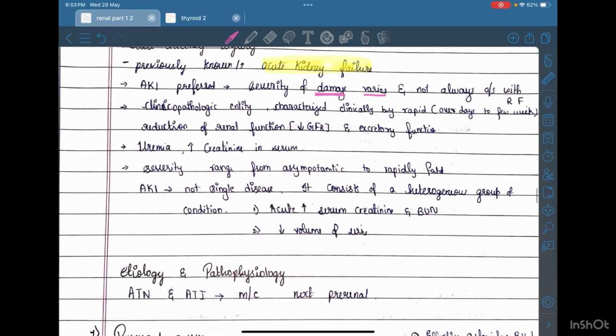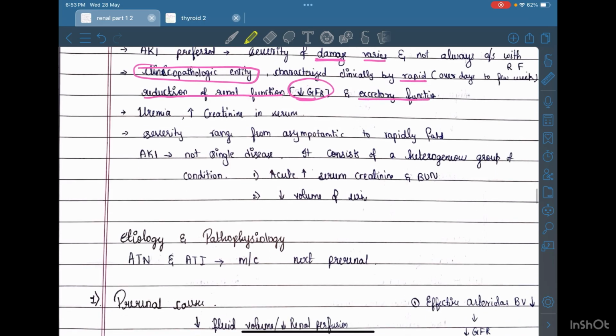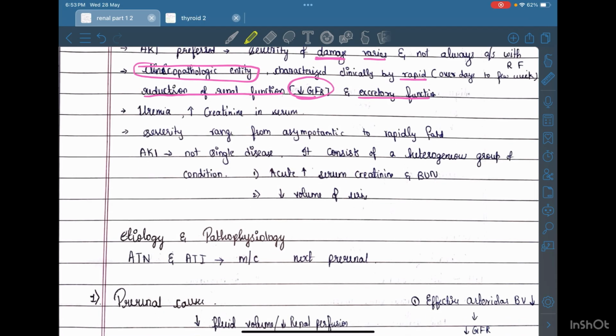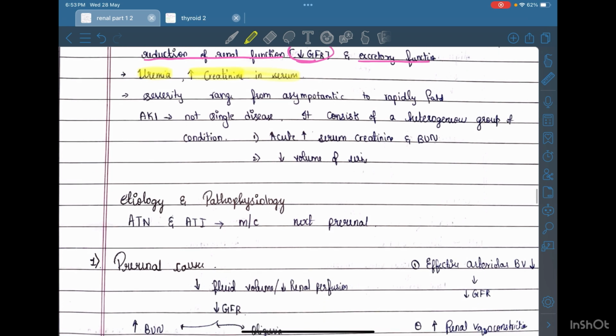It's a clinico-pathologic entity, very important. Clinically it is characterized by a rapid reduction of renal function over a few days to a few weeks, that is decreased GFR and excretory function. So there is a rapid decrease in renal function, and with that there will be increased uremia and increased serum creatinine. Severity may range from asymptomatic to rapidly fatal.